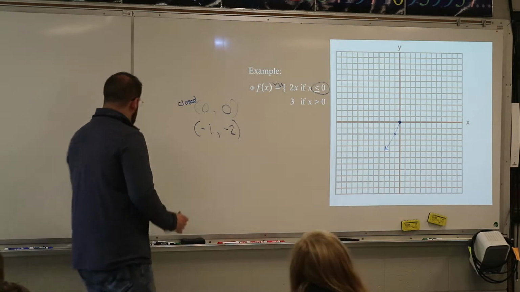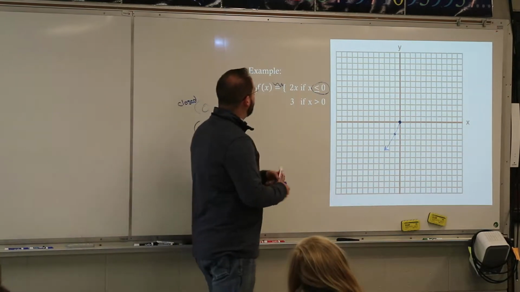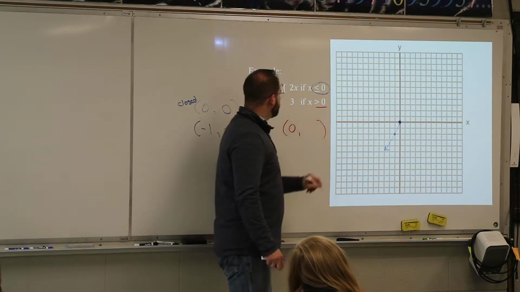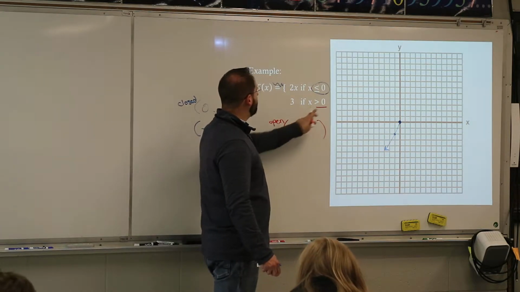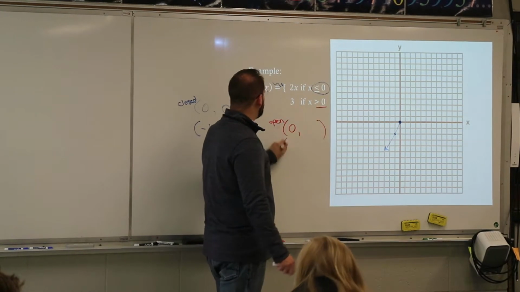Second graph. I'm going to use, let's use red, I guess. On the red graph here, I'm going to start at 0, and it's got to be an open circle there. This is an open circle at 0, because it has no bar underneath it. And I can plug in any numbers greater than 0, so I'll plug in like the number 2.